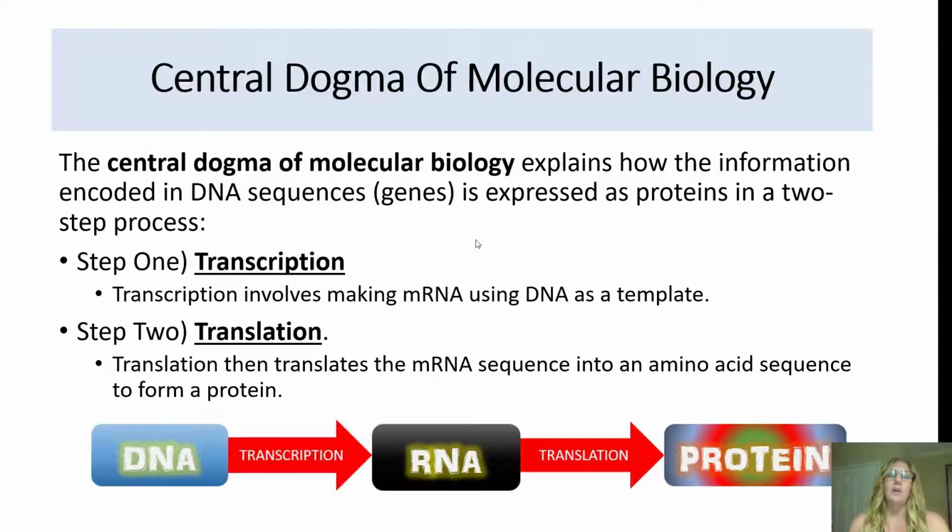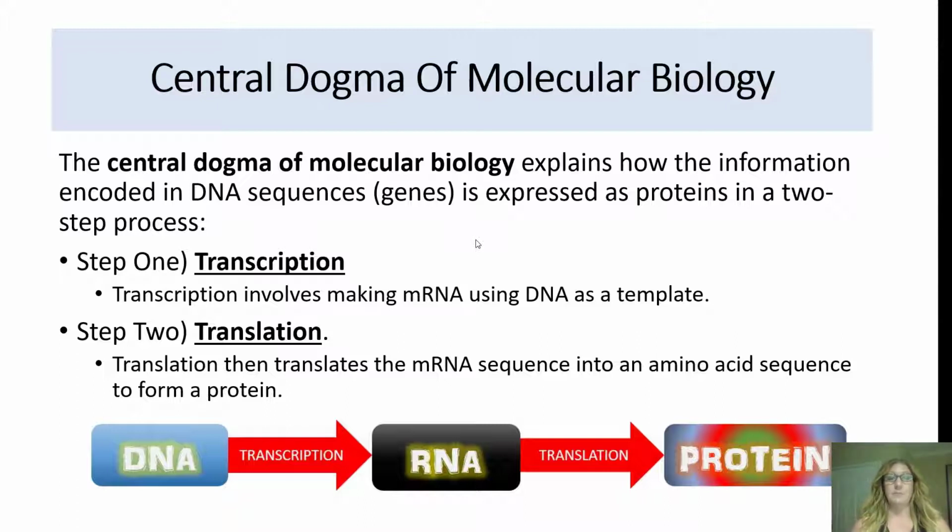So the central dogma of molecular biology simply states how our genetics, how our DNA does its job in the body, is by expressing itself through transcription, followed by translation, and it ends up in a protein form. So it begins as DNA sequences that we call genes, and these genes are going to code for specific qualities or traits.